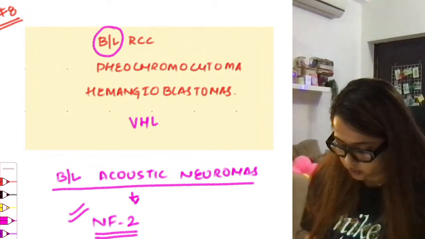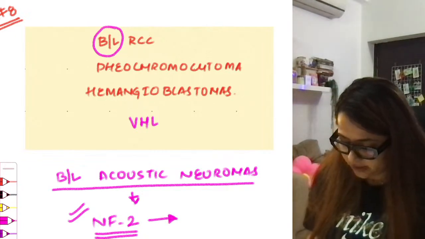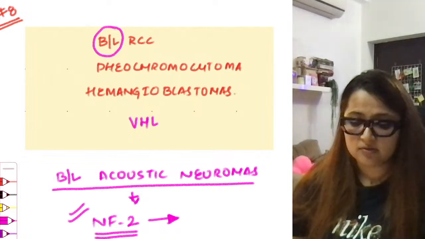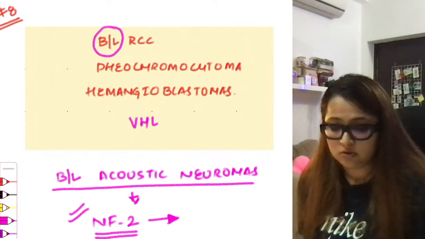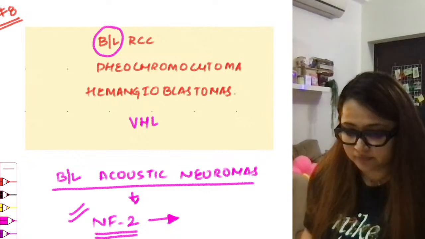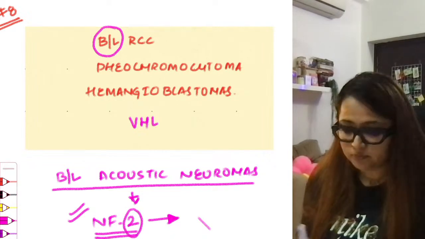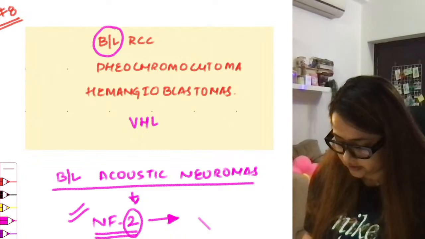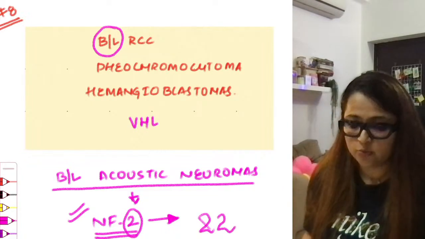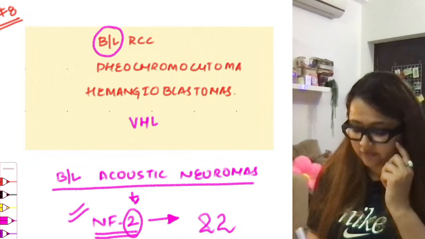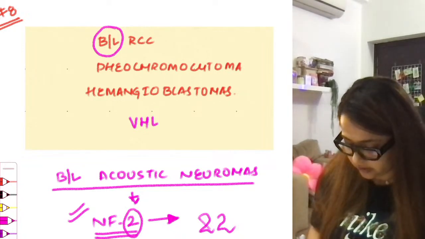Which chromosome is associated with NF2? Very high yield. Yes, this could be a hint to you. NF2 has a 2, so the chromosome also starts with 2. The answer to this question is 22.